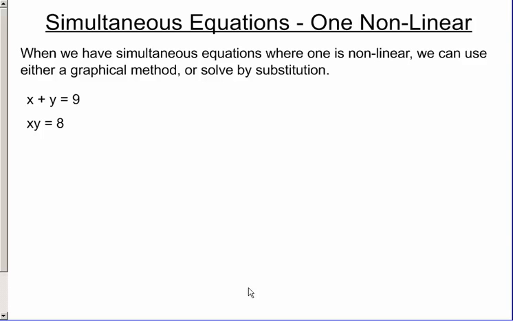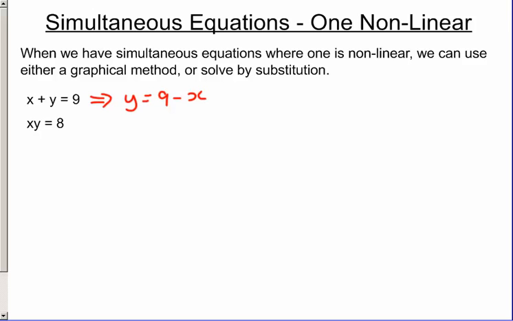So we've got two simultaneous equations here. x plus y is 9, x times y is 8. Now you probably can spot the answer to this, but we're going to look at the method to make sure we know how to do it. And what we do is actually substitute one equation into the other. So we always substitute the linear equation into the nonlinear equation. The first thing we're going to do is rewrite this as y equals 9 minus x.